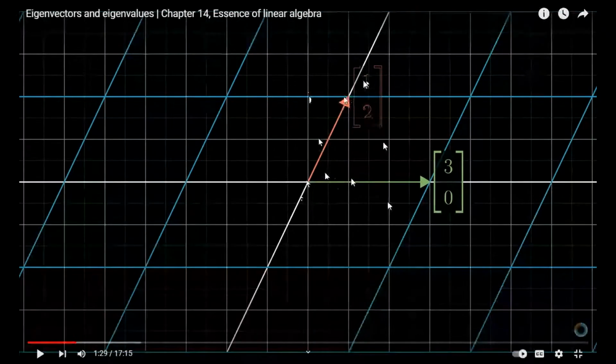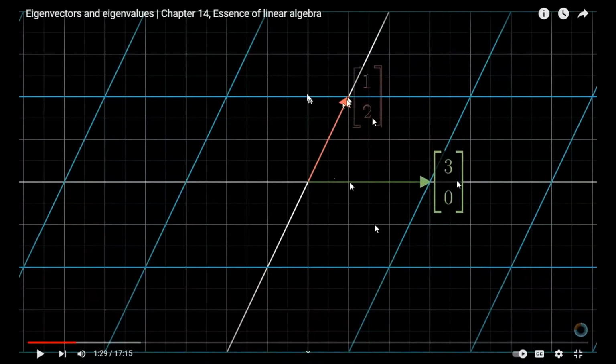Next, how about this one? X is 3, y is 0. X is 3 and y is 0. That's why it is coming exactly on the axis itself. X-axis. It does not go above. Alright. Draw the other.